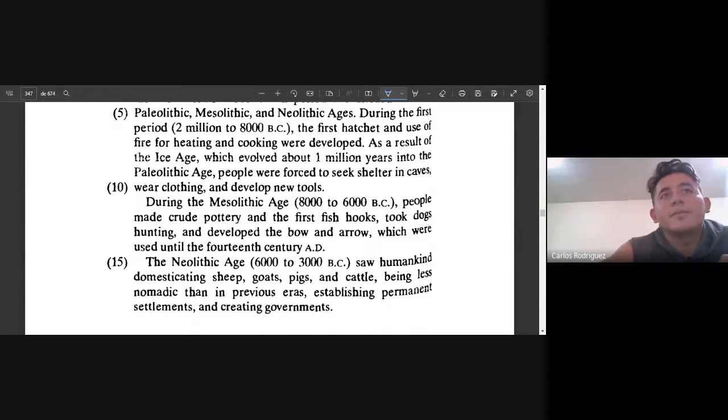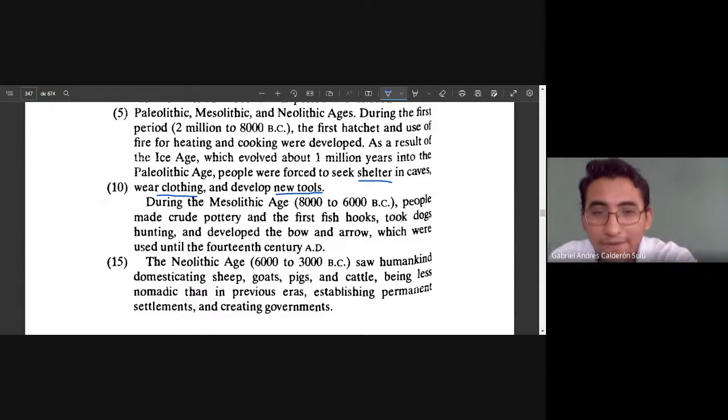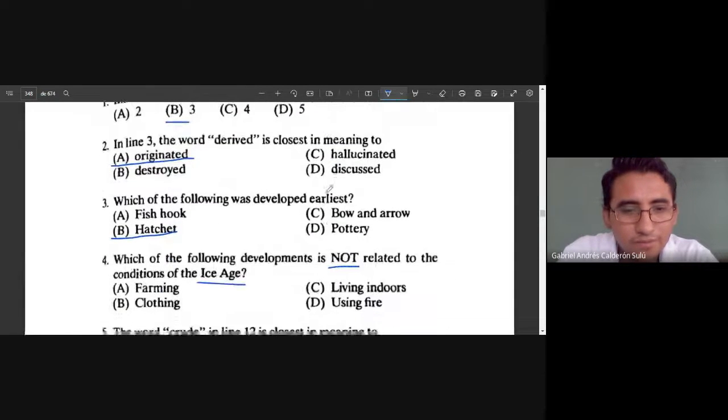For example, clothings. The text said develop new tools, and they cover in caves or very good shelter. Shelter is refugio, no? Exactly. Shelter is when you get cover in a house, in a cave, for example. Okay, so three elements now: shelter, clothing, and tools. Okay, now let's go to the question.